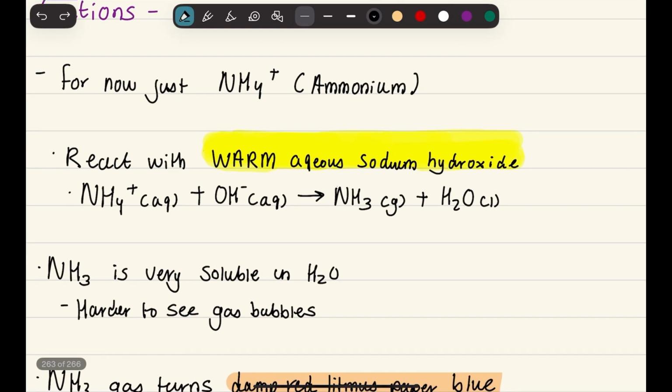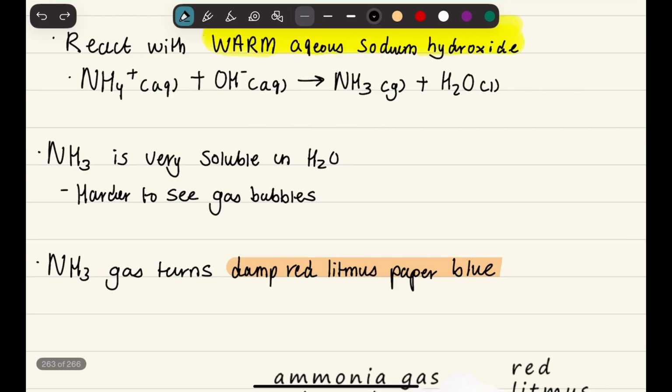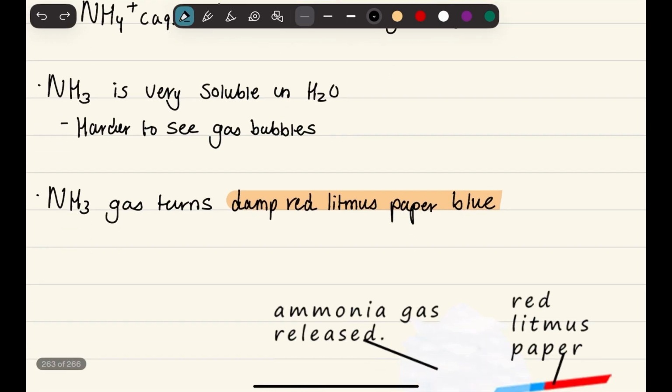Now, an important point. Like I said, if you form a gas in a solution, you should see bubbling, right? But ammonia is so soluble in water that it's going to be quite hard to see the bubbles, because it's already starting to dissolve into an aqueous solution. What we can also see is that ammonia gas is released and will cause damp red litmus paper to turn blue. I always think of ammonia as an alkaline gas, so it's going to form the more alkaline colors on the universal indicator, like your blues and purples.